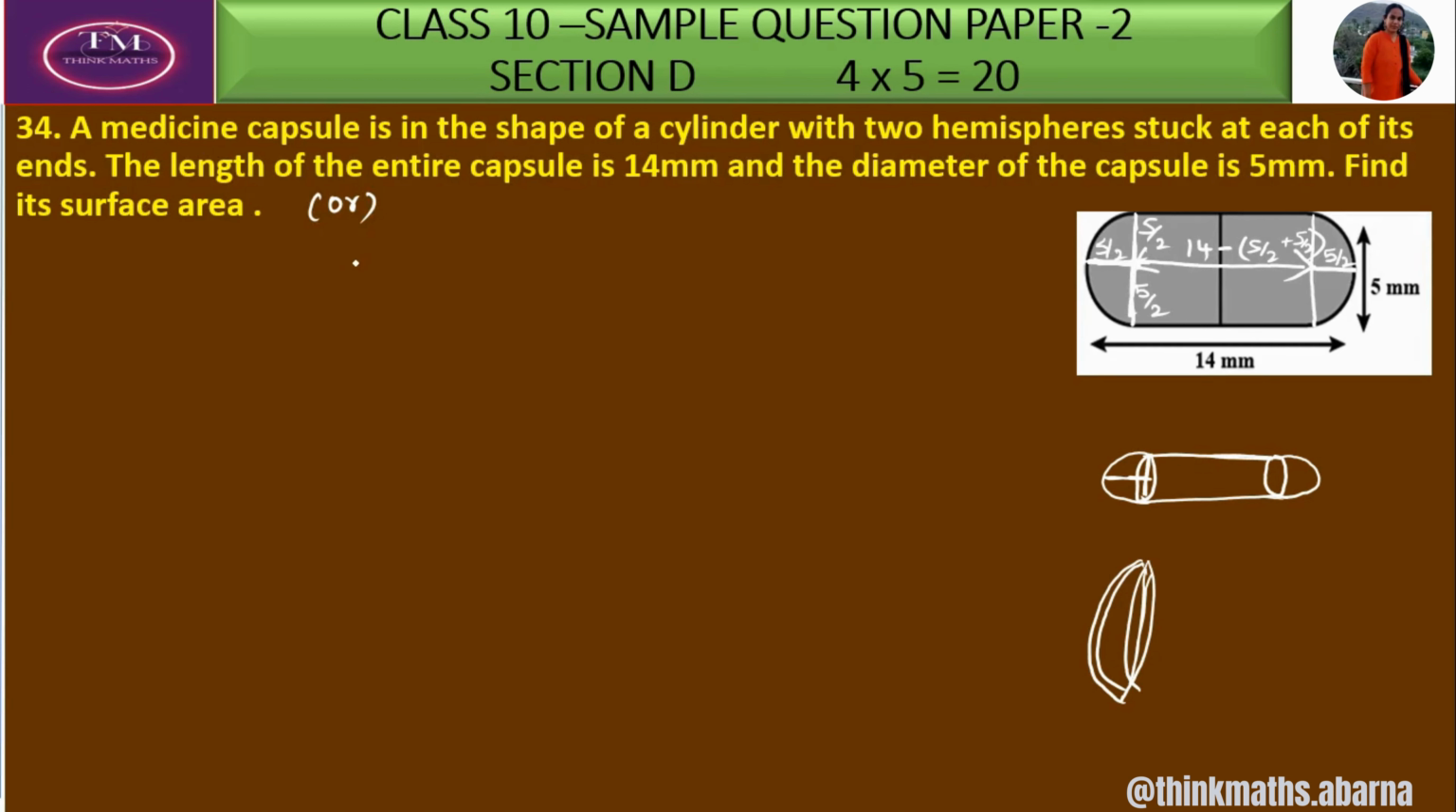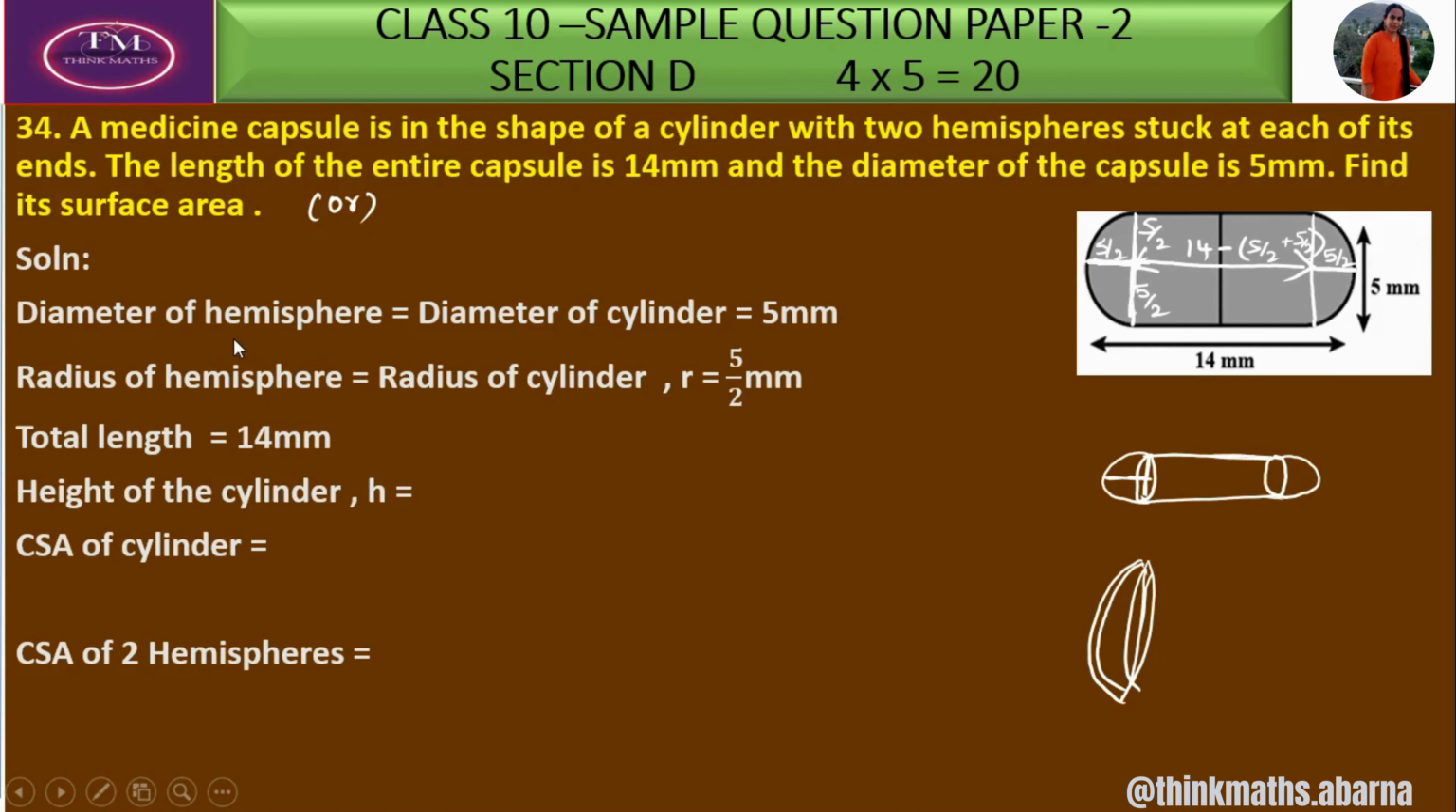Now let us start the solution. The diameter of the hemisphere and the diameter of the cylinder are the same. Both are 5 millimeter. So the radius of the cylinder and the radius of the hemisphere will be 5 by 2 millimeter. The total length is given as 14 millimeter, so from this we have to find out the height of the cylinder. The height of the cylinder is, from the total length, we have to take out the height of the hemispheres, which are both 5 by 2. So we are going to take out both.